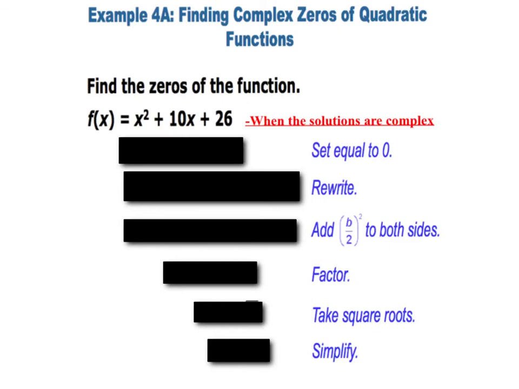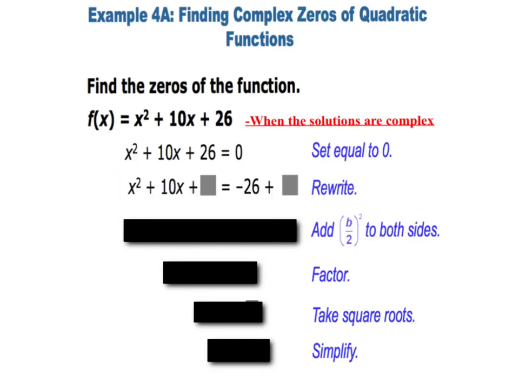So to start out with, we set it equal to 0. Then, after you do that, we need to rewrite it by, well, first of all, ask yourself, is there an a value right here that we can divide everything by? And the answer is no. So we're going to subtract 26 from both sides, and we put in our little box area there.